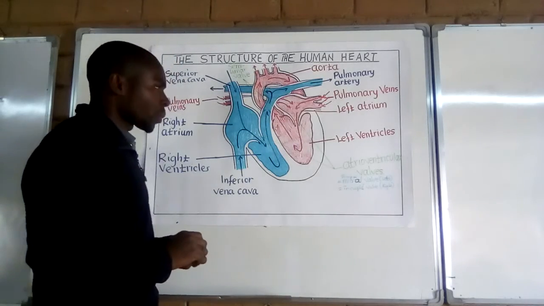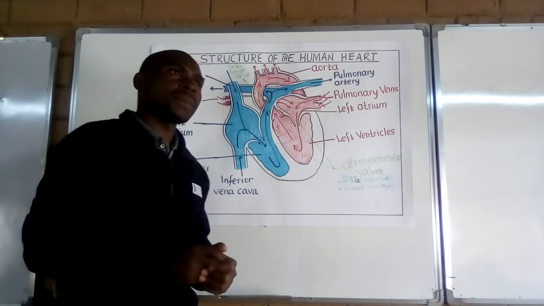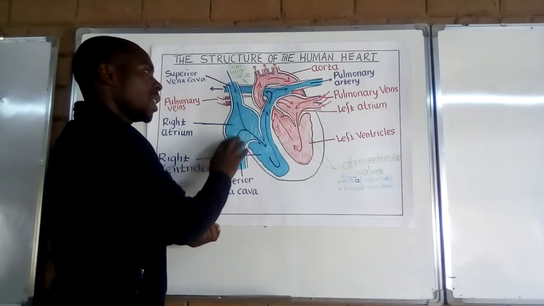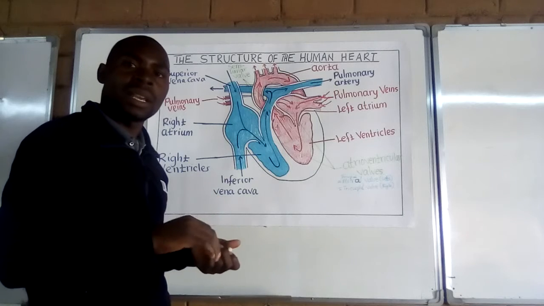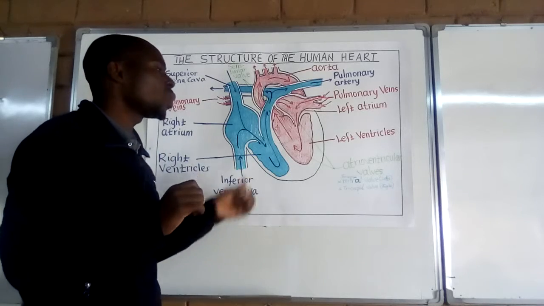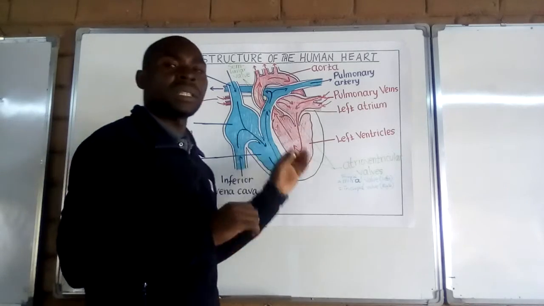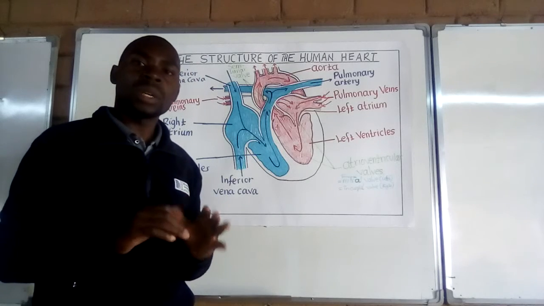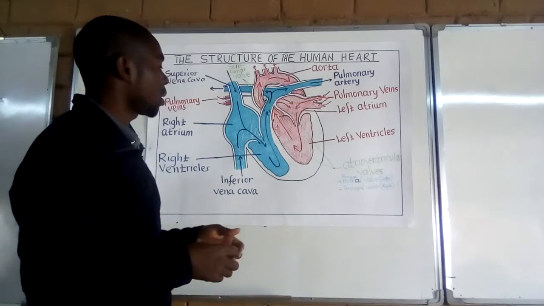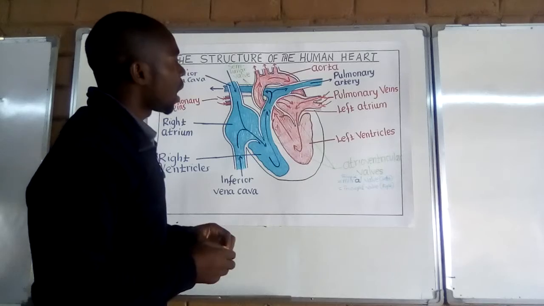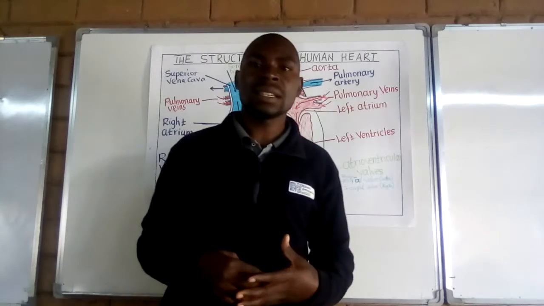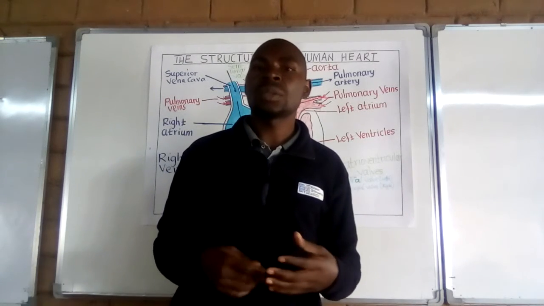Now, away from this, what normally happens is that this blue color here shows that blood is rich in carbon dioxide and has little oxygen, while this red part shows that blood is rich in oxygen. No wonder it is red. Remember, oxygenated blood is reddish in color. Away from this, let's look at what indeed normally happens inside the heart, as it pumps blood in and out of the heart.